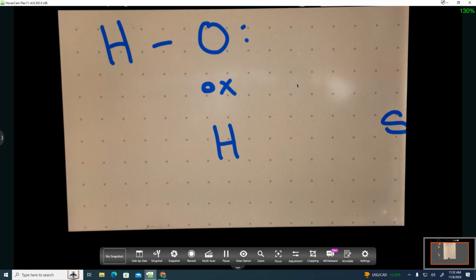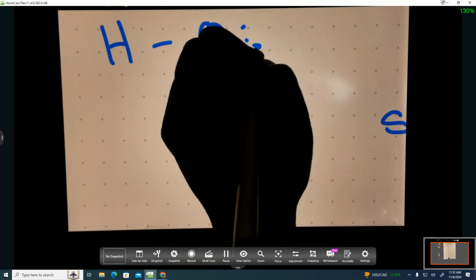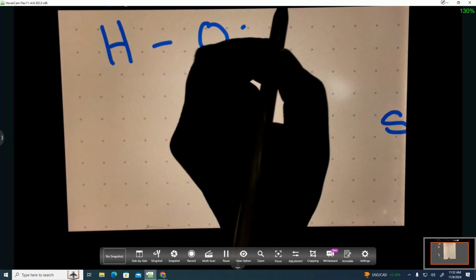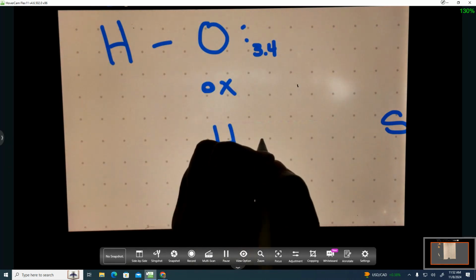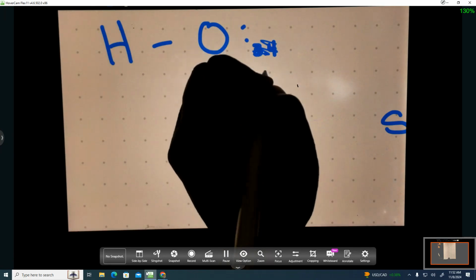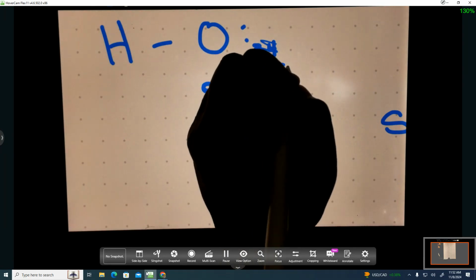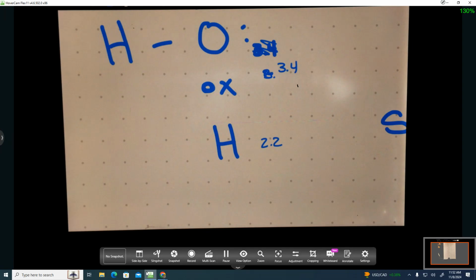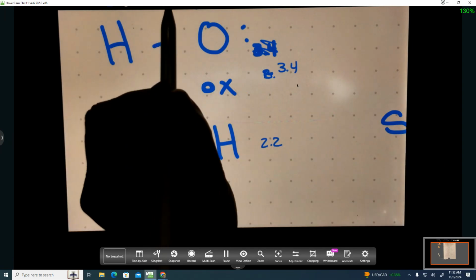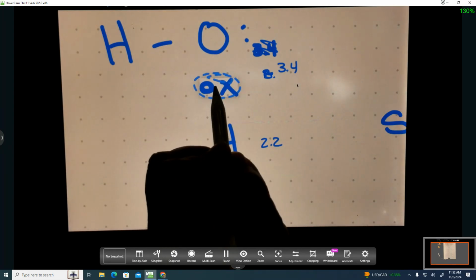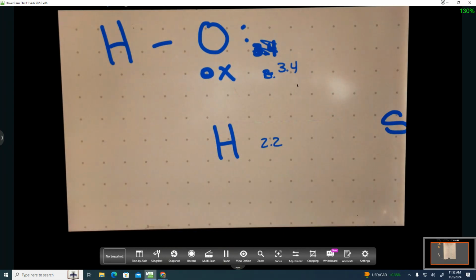Unequally. How do you know they're being shared unequally? They have different electronegativities. Okay, so oxygen has an electronegativity of 3.4 and hydrogen has an electronegativity of 2.2. Who's getting a bigger share of those electrons? Oxygen. So these electrons right here are just a tiny bit closer to the oxygen than they are to the hydrogen.